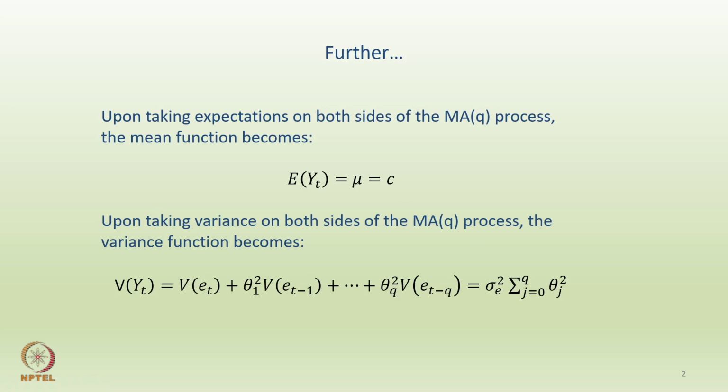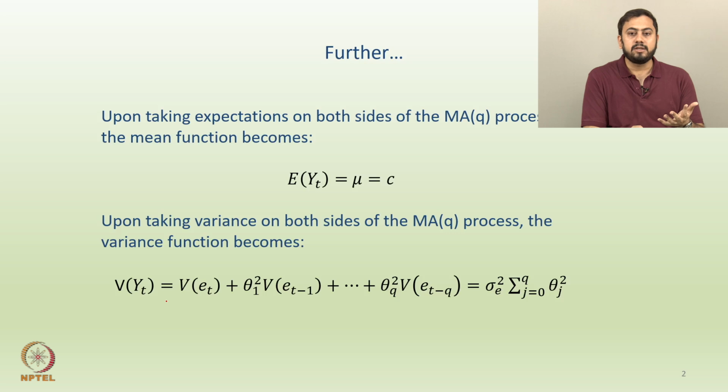Similarly, we can take variances on both sides. On the left hand side we have the variance of Yt. The variance of C is 0 because C is a constant, and the variance of any constant is 0. Then you have the actual model: the variance of Et, and then theta 1. If you bring theta 1 out of a variance, you have to square it. So it becomes theta 1 squared times the variance of Et minus 1, and so on up to theta q squared times the variance of Et minus q.